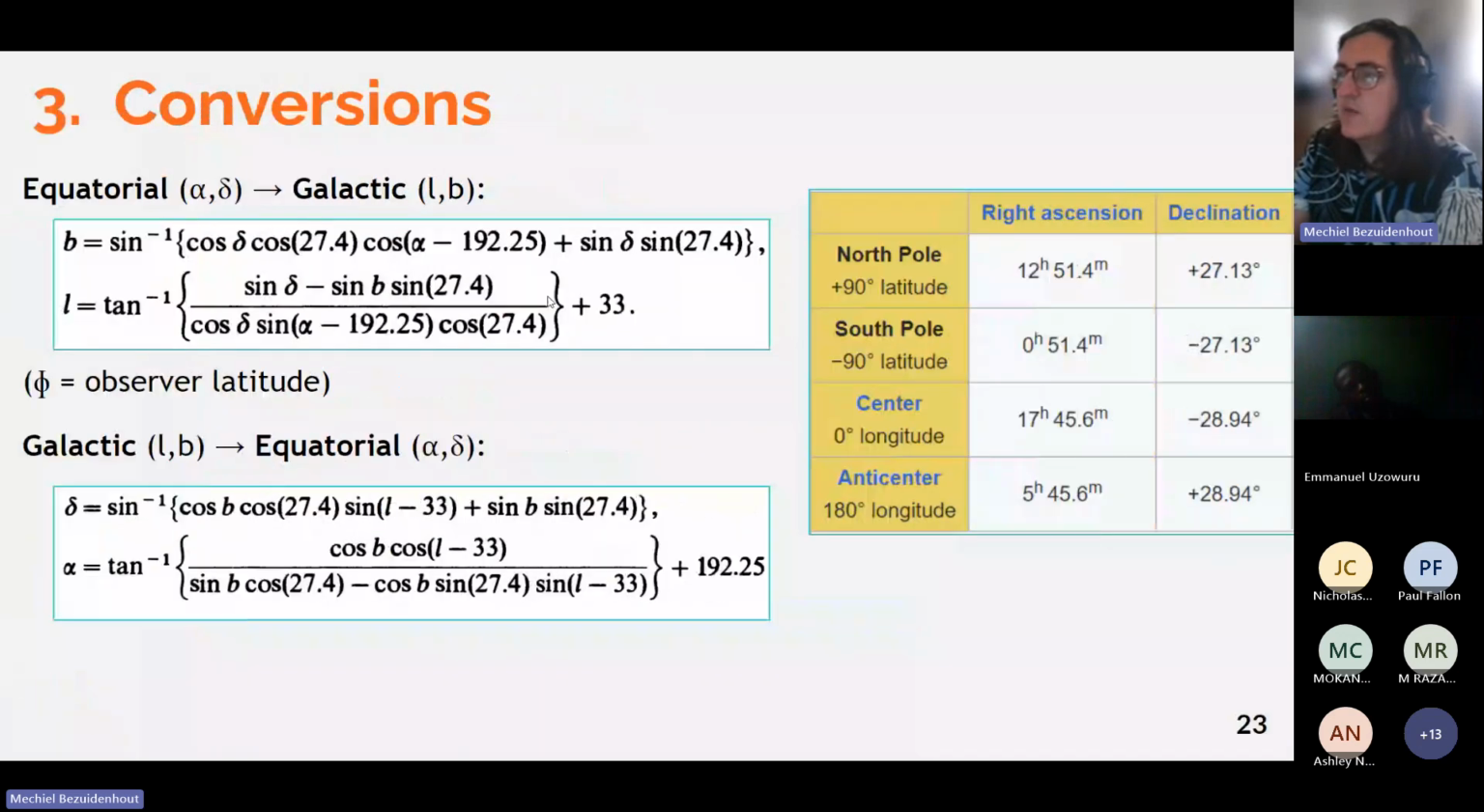And then when you're moving between galactic and equatorial coordinates, you can again use right ascension and declination, but you need to know a few constants. You need to know the right ascension and declination of the north galactic pole. So that's where these 27.4 and 192.25 constant values come from.